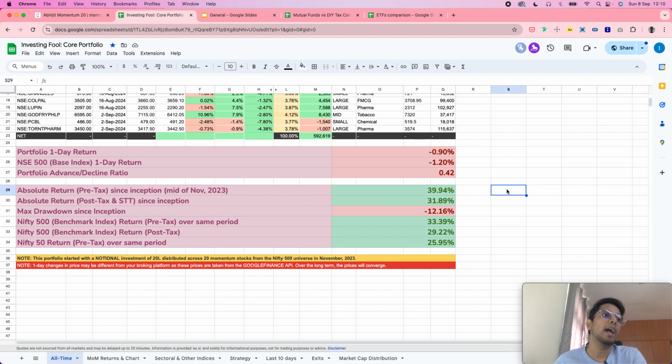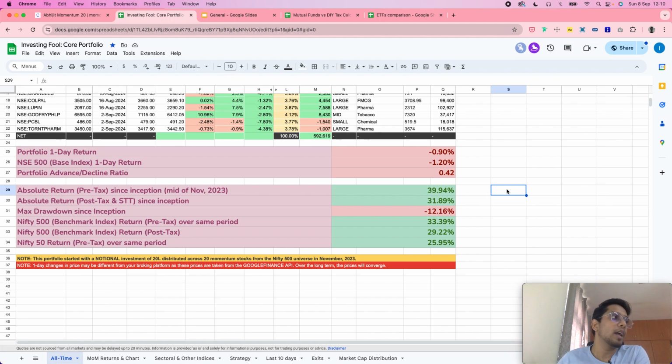So we have pre-tax absolute returns of around 40%. This was 41% a while ago, but the portfolio has corrected a bit. And while we are talking about absolute returns, after the portfolio completes 1 year, which would be in November of this year, we would be adding the CAGR as well. It doesn't make sense now, and we won't be adding the XIRR because we are not having any new inflows or any new outflows from this portfolio. We started with a notional value of 20 lakhs.